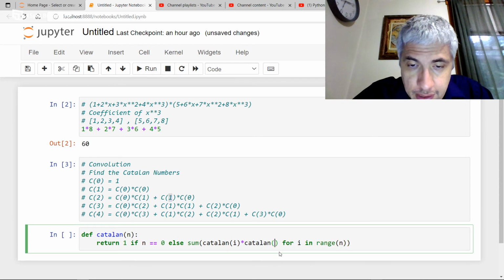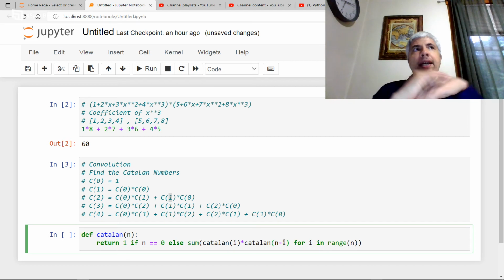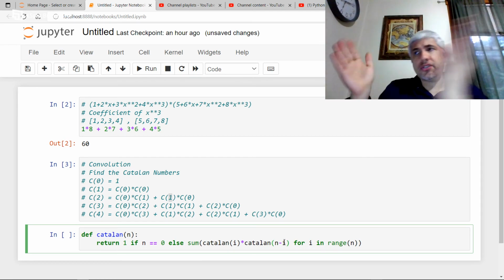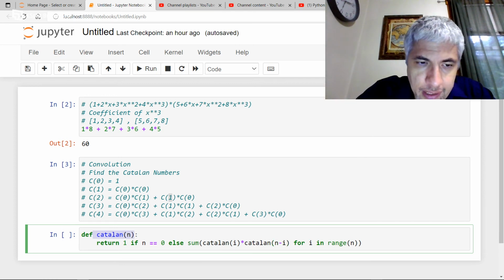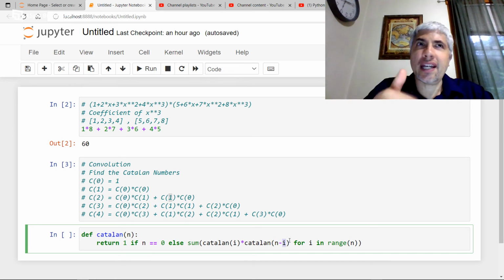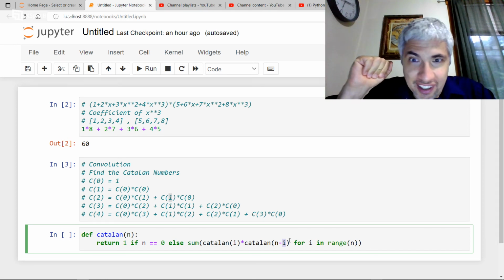Now I have to figure out what this is, and you might be tempted to do something like that at first thought, because you say, okay, I want the numbers to get smaller, so let's start with n and go down. This can't be right, because what if I were to try finding Catalan 3? Well, this would start off on the right with Catalan 3 minus 0, which is Catalan 3. You can't use the Catalan 3 to find the Catalan 3. That's never going to work, because you're going to get caught infinitely searching for Catalan 3.